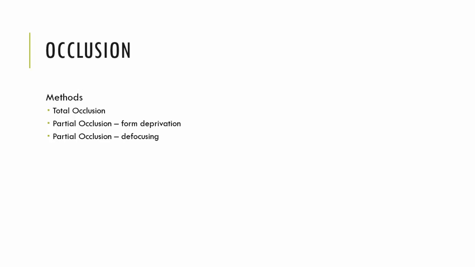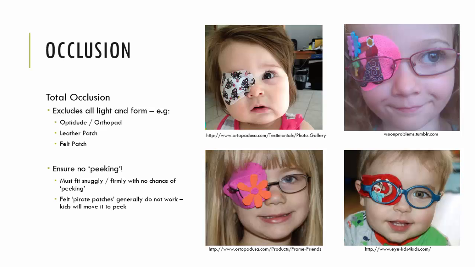There are three methods of occlusion we can also prescribe. There is total occlusion, partial occlusion, which is defocusing, and partial occlusion, which creates form deprivation. Let's go through each of these individually. First of all, we have total occlusion. What this means is that you exclude all light from entering the eye, and therefore there is no form perception.